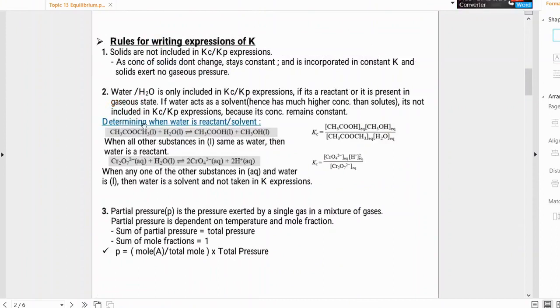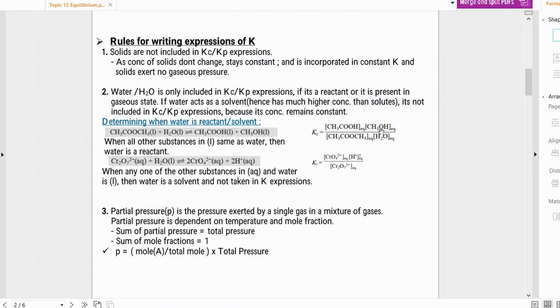So now we have to determine when water is actually a reactant and when water is a solvent. How do we identify? We look at these two examples over here. This is an organic compound, water, organic compound, all in liquid state. When all substances as well as water are in liquid state, then water is a reactant. Just know that.